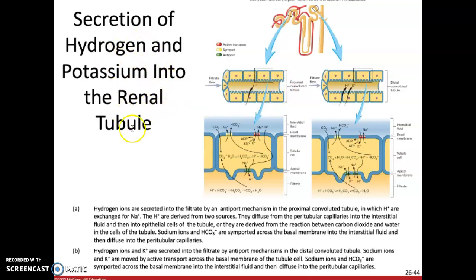This last process to form urine is very important in order to eliminate the metabolites of drugs, and it's very important to regulate the pH because we're going to be able to eliminate the hydrogen ion through the tubule, and we're going to be able to keep the bicarbonate and sodium ions imported across the basal membrane into the interstitial fluid, and then they're going to be diffusing into the peritubular capillaries.